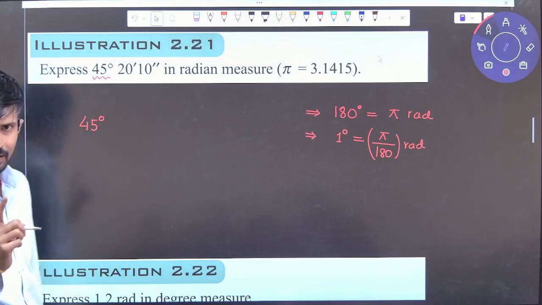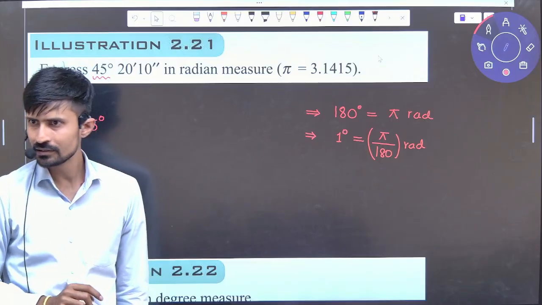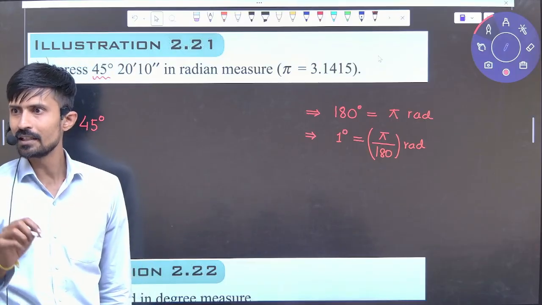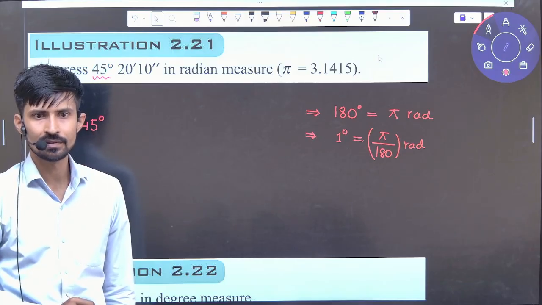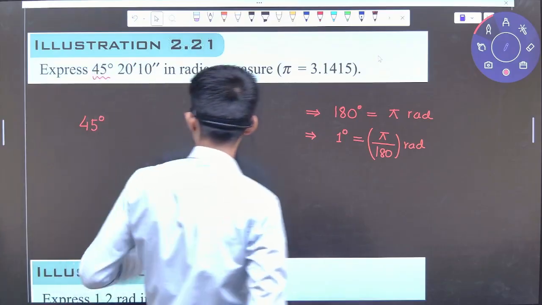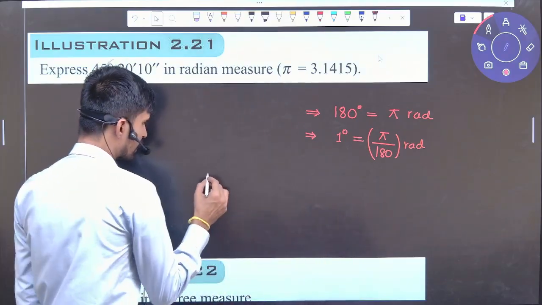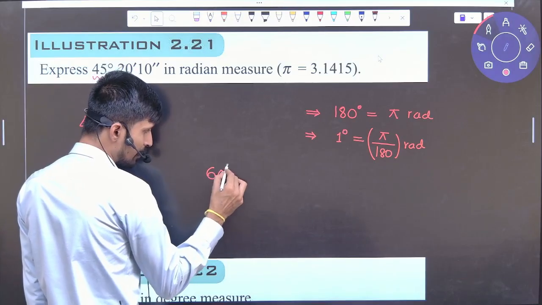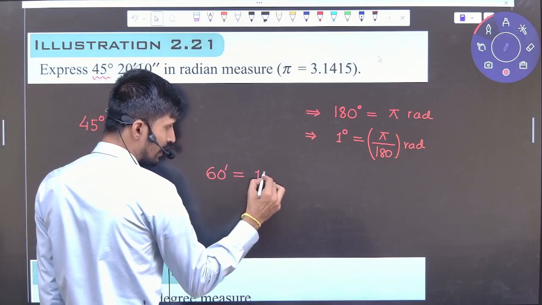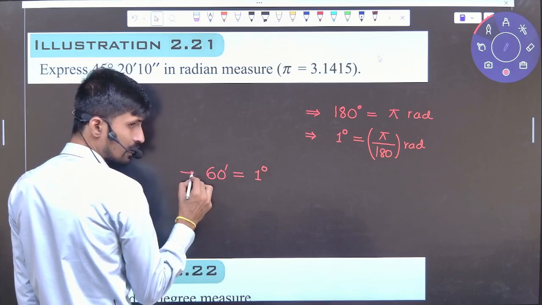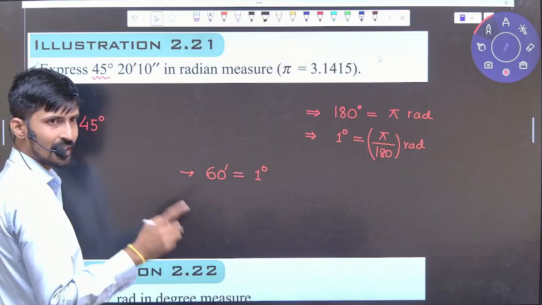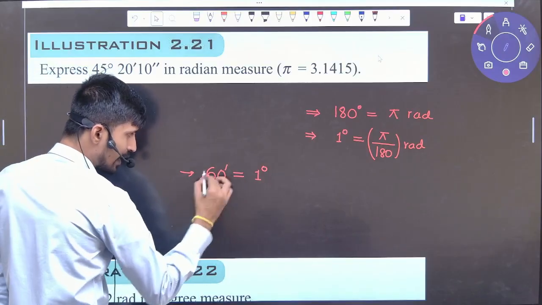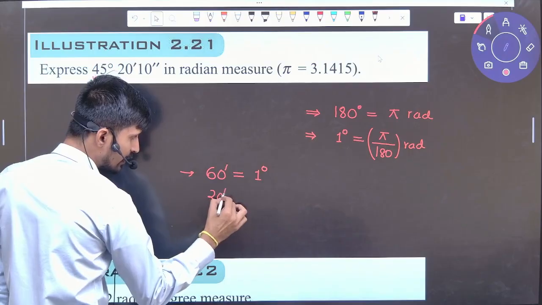Do you remember 60 minute is 1 degree? So what will be 20 minute? 1 by 3 degree. Okay. So you can see 20 minute is there. So we know 60 minute is 1 degree. So how will you find 20 minute? Just divide both sides by 3, and you'll get 20.